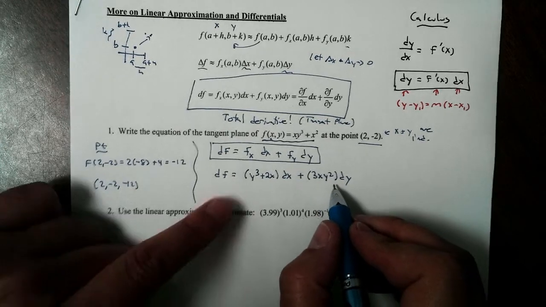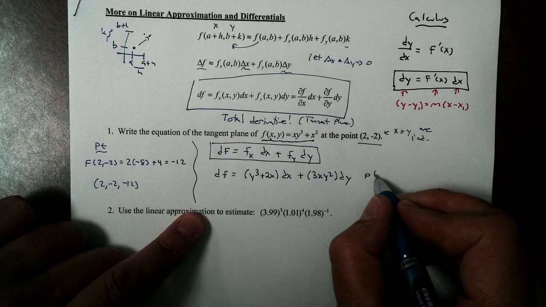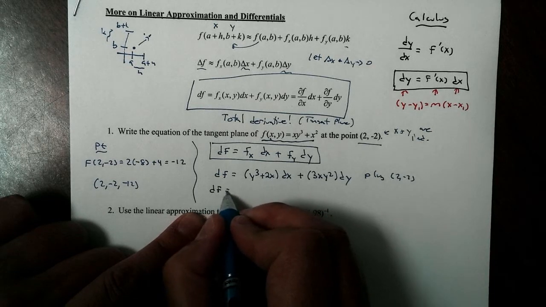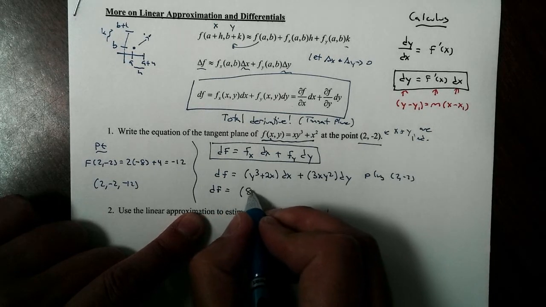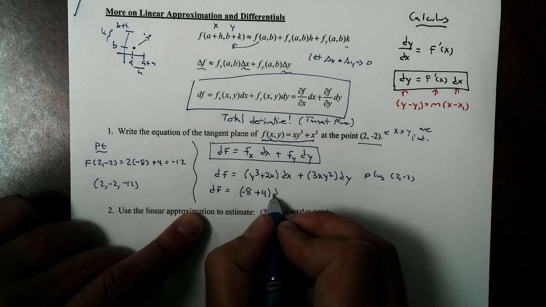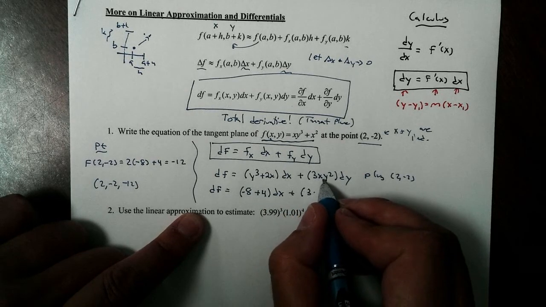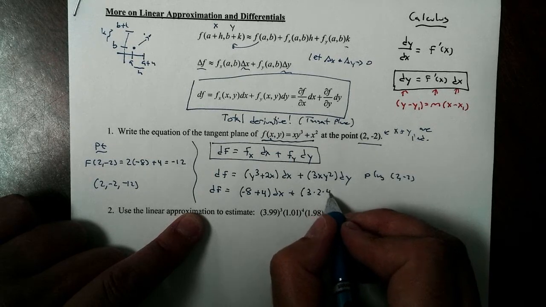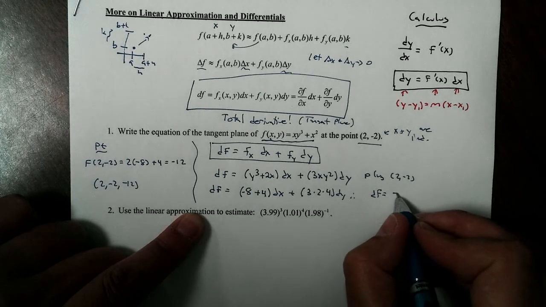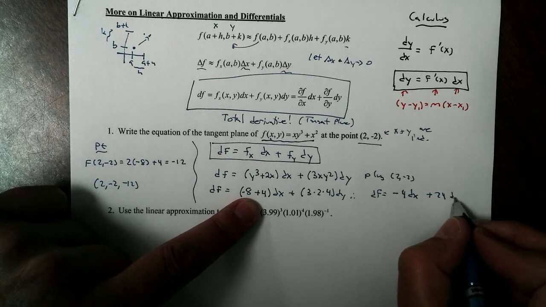So all I have to do now is just plug in my point. So I'm going to plug in the point (2, -2). And if I plug that in, what does that become? -8, sorry, plus 4 dx plus, this becomes 3, my x is 2, times 4 dy. So therefore we get df is equal to -4 dx plus 24 dy.